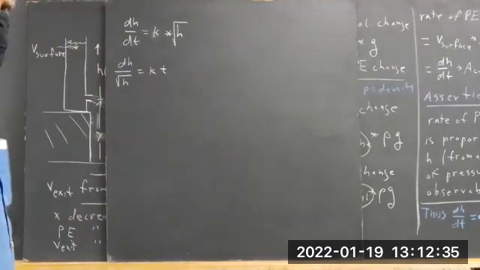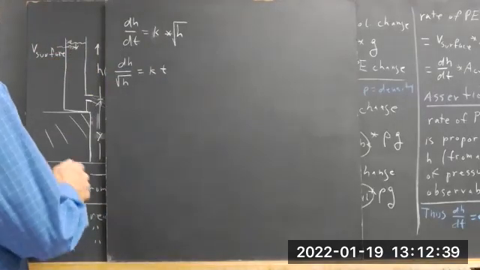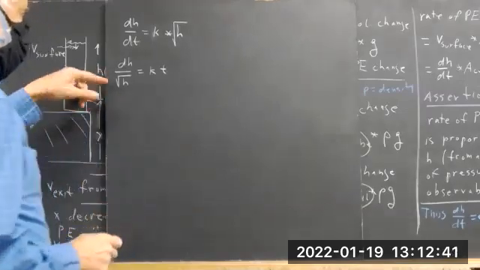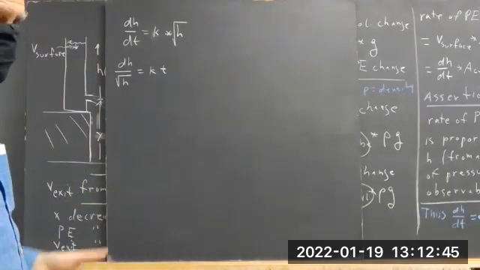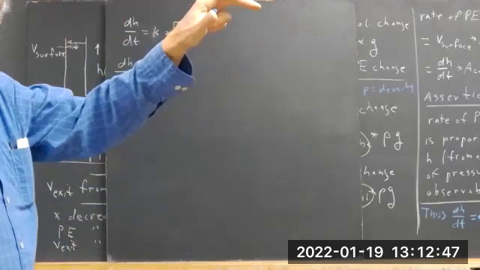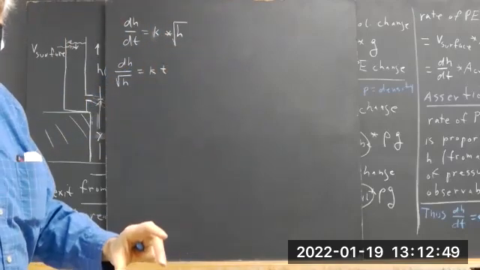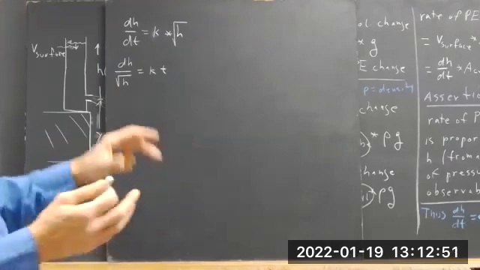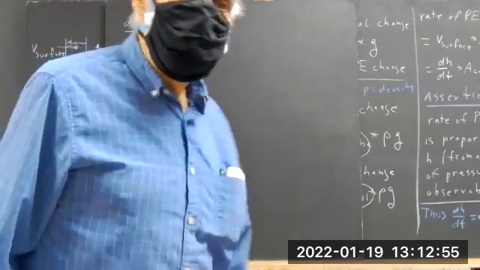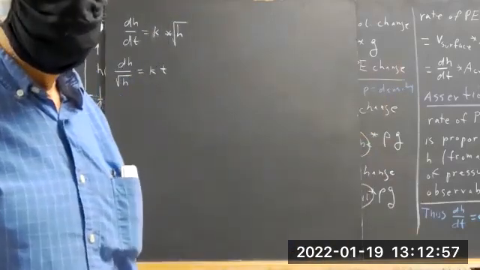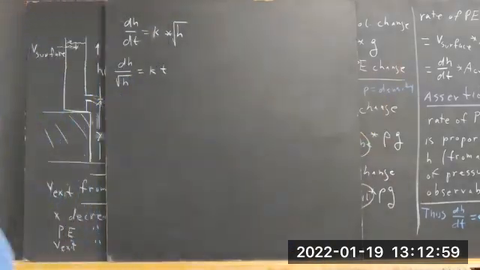So the dh over the square root of h equals k dt. Well, what's the antiderivative of 1 over the square root of h? If you're just taking derivatives, you know the derivative of square root of h is 1 over 2 square root of h. If you don't know that, you've got to practice it. Get a calculus book and do 200 derivatives. Okay.